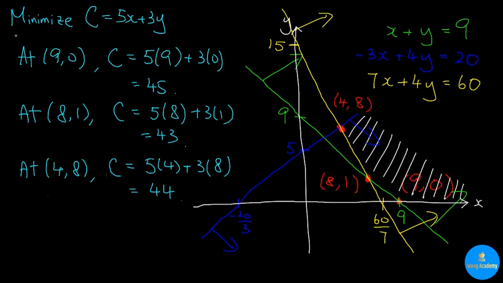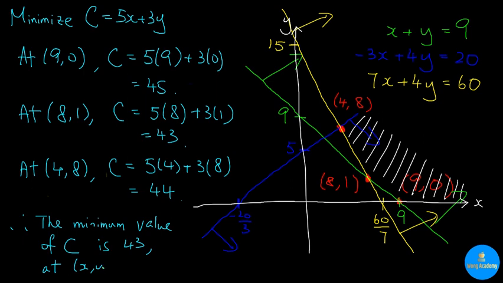Because we need to minimize the value of C in this problem, therefore, we have obtained that the minimum value of C is 43, occurring at x, y equal to 8, 1. This solves our linear programming problem.